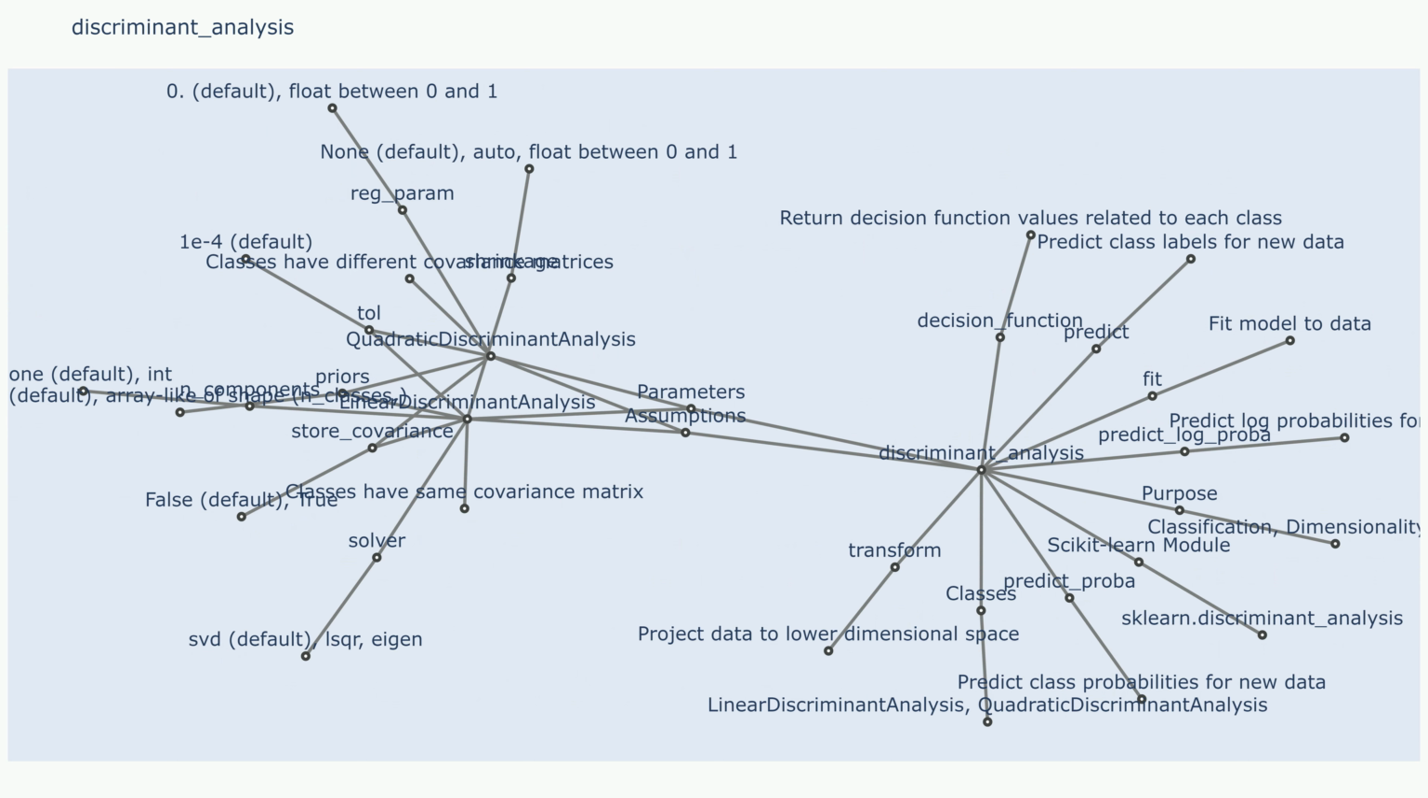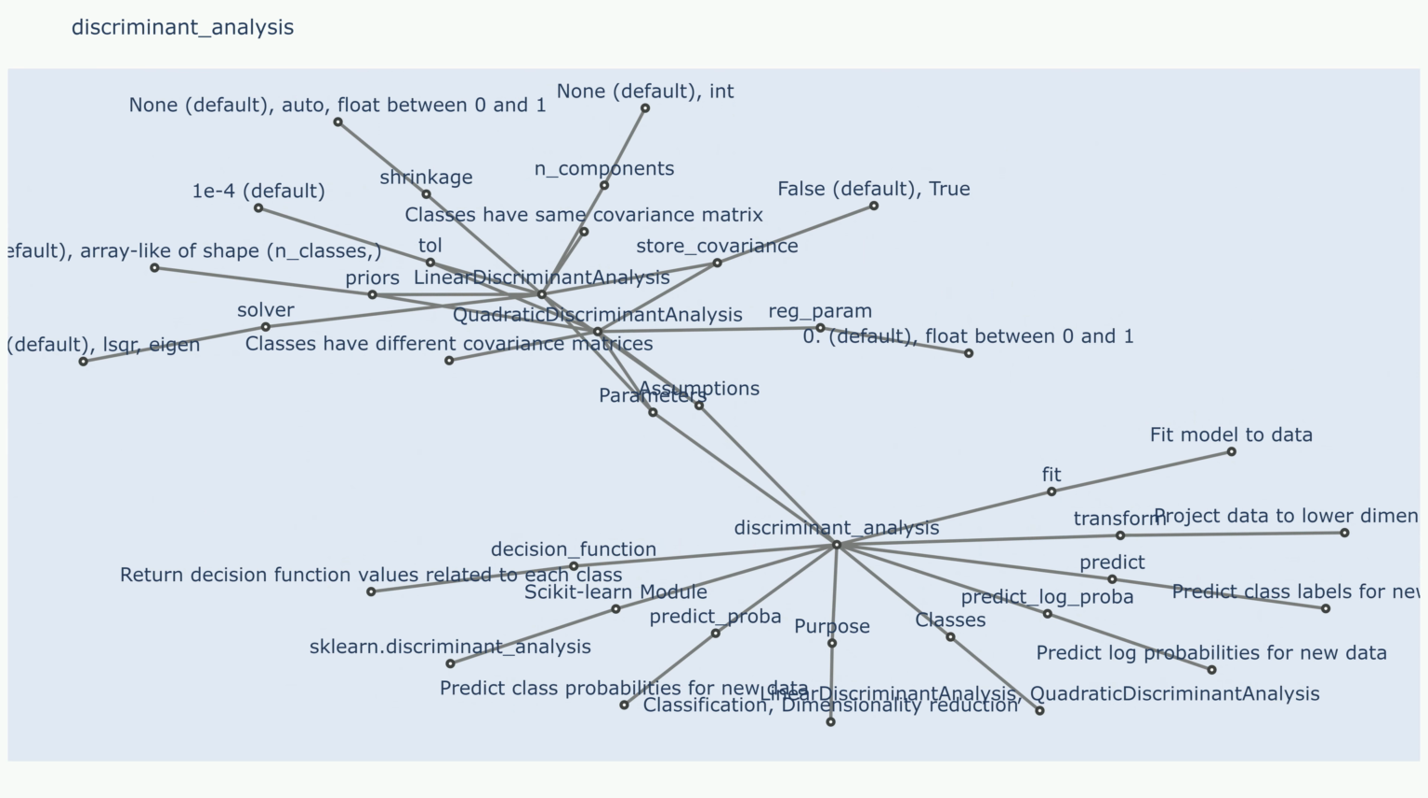Advantages: more flexible than LDA in handling nonlinear class boundaries, and can be more accurate than LDA in some cases. Disadvantages: requires more data than LDA for accurate model estimation, can be computationally expensive for large datasets, and decision boundaries can be more complex and harder to interpret.